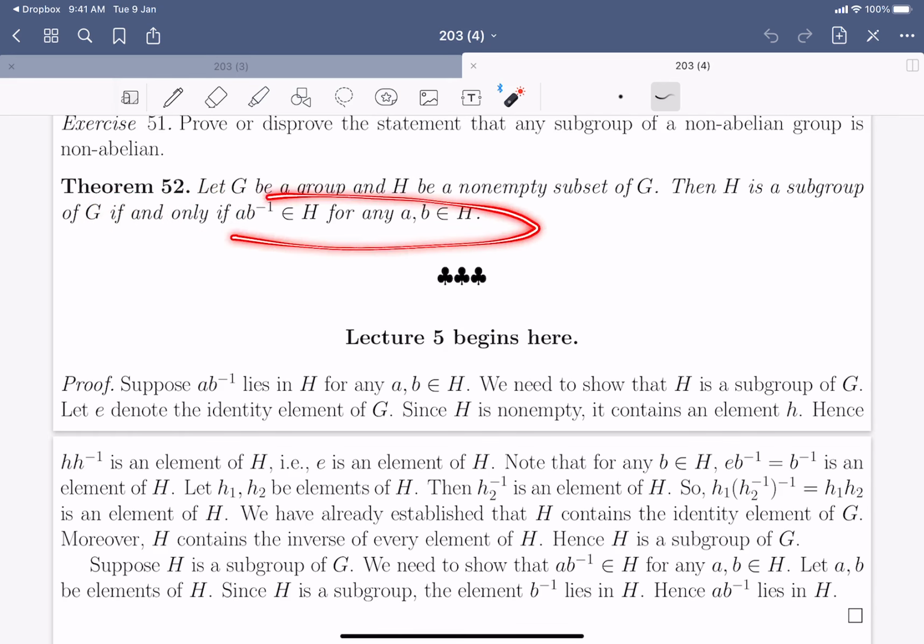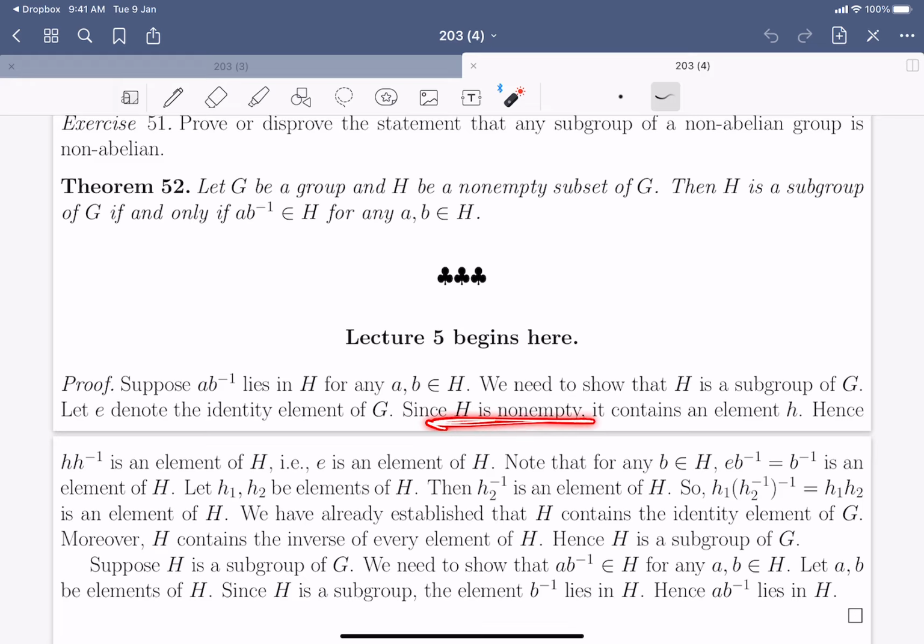So we are first assuming this condition, and then we are trying to show that H is a subgroup of G. So let's assume that for any a, b inside H, a b inverse lies inside H. We need to show that H is a subgroup of G. That's what we need to show. So let's first fix the notation that e denotes the identity element of G. This is a standard notation.